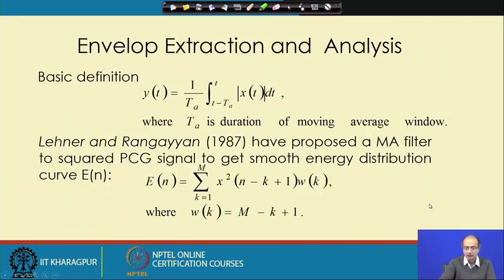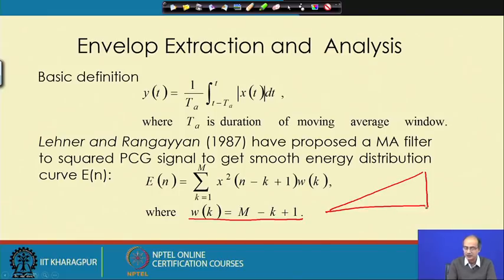They told about a small MA filter which can accumulate the energy, which is positive. The purpose of taking the absolute value or the energy is the same: because the signal is oscillatory, if we do not force it to be positive, the contributions will cancel each other when we accumulate them. So, either we have to take the absolute value or we need to take the square, and Lehner and Rangayyan took the strategy of taking the square. The weighting they have taken is not the simple MA filter; they have taken a triangular window.